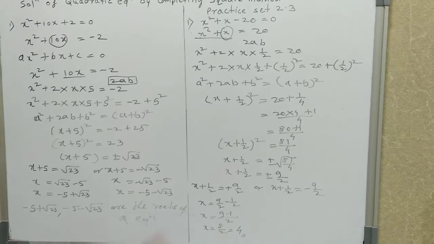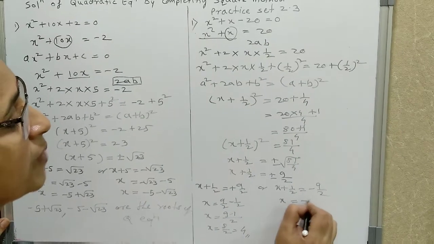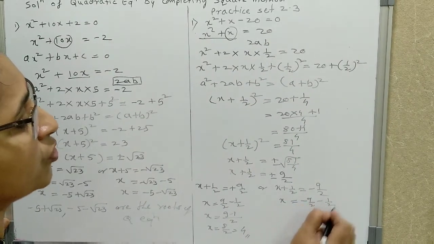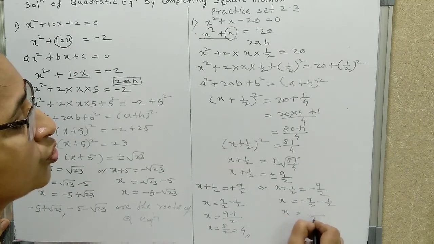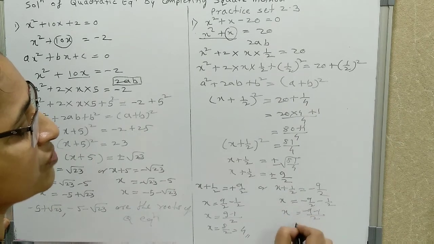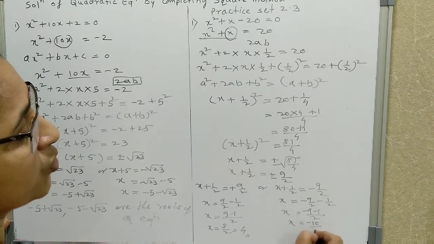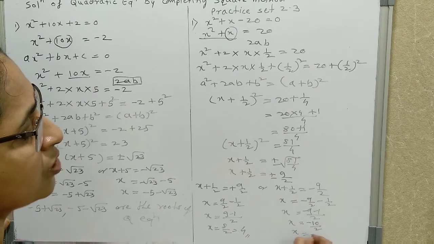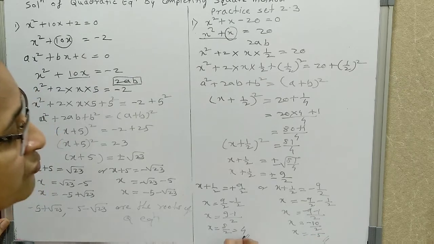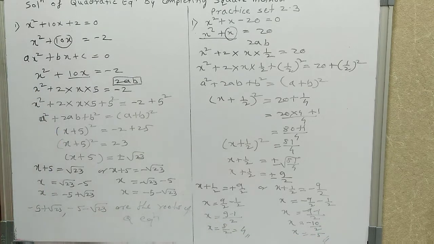Now next part: x is equal to minus 9 upon 2 minus 1 upon 2. So x is equal to minus 9 minus 1 upon 2. So x is equal to minus 10 upon 2, and there x is equal to minus 5. So 4 and minus 5 are the roots of this equation.